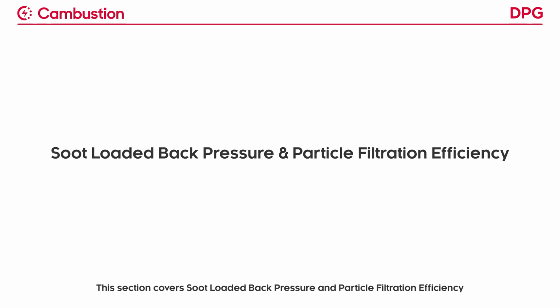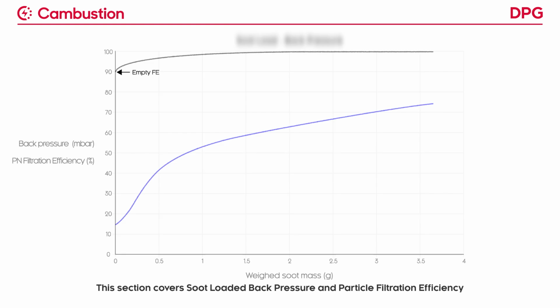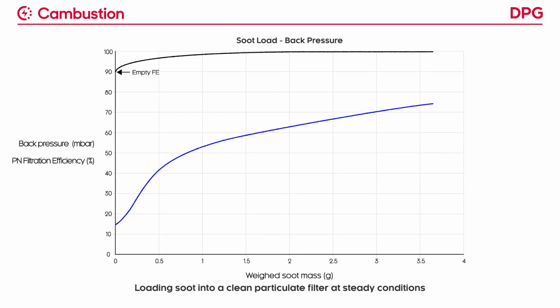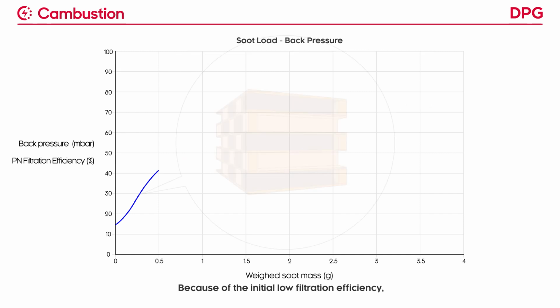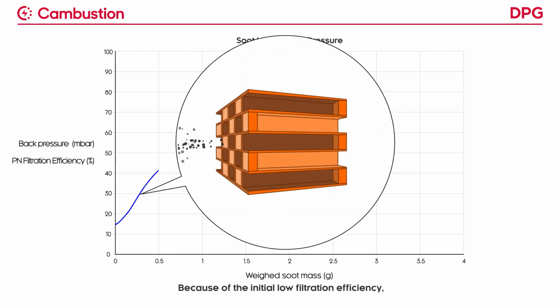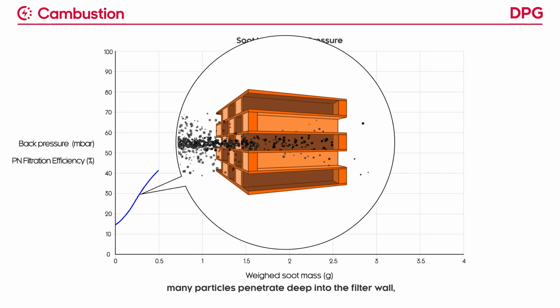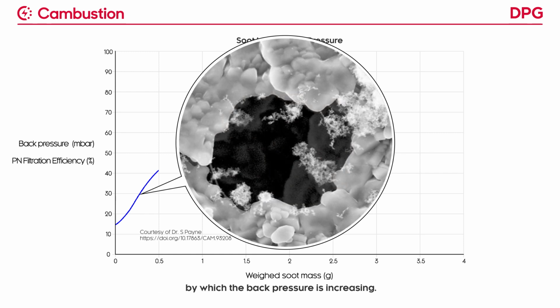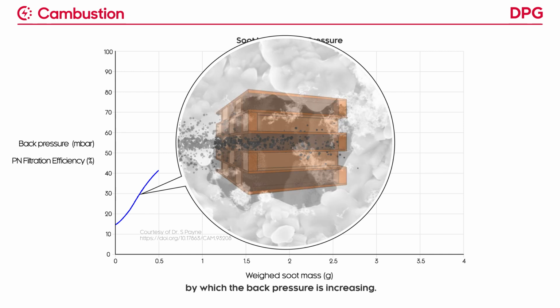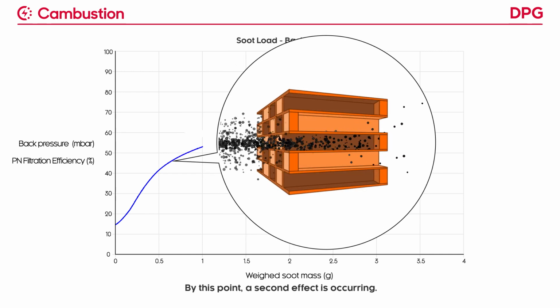This section covers soot-loaded back pressure and particle filtration efficiency. Loading soot into a clean particulate filter at steady conditions allows the DPG to measure the soot load back pressure curve. Because of the initial low filtration efficiency, many particles penetrate deep into the filter wall, clogging the pores and causing a rapid rise in the rate by which the back pressure is increasing. By this point, a second effect is occurring.